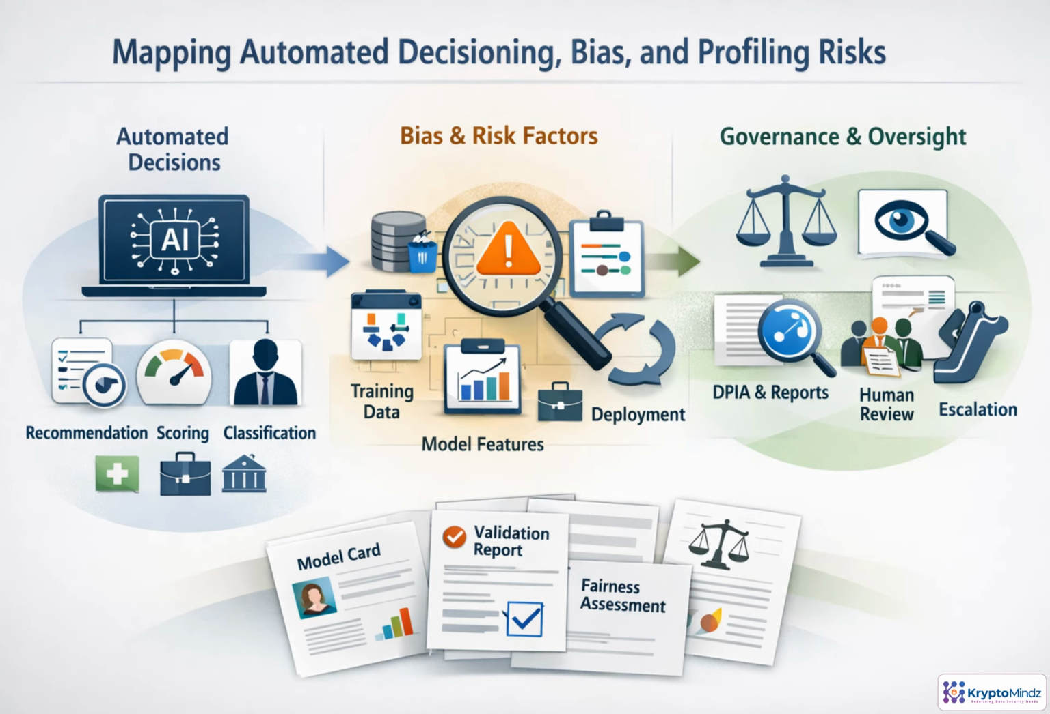When AI influences people's outcomes, name exactly what it produces: a recommendation, score, classification, triage result, or fully automated decision. Then trace where bias can enter, from training data and model features through deployment and feedback loops. The governance response should match the risk, using explainability, fairness testing, monitoring, human review, and escalation. Evidence matters here too, including DPIAs, model cards, validation reports, and records showing how concerns were reviewed.